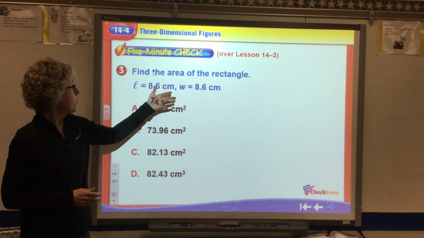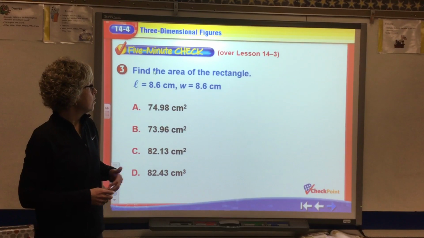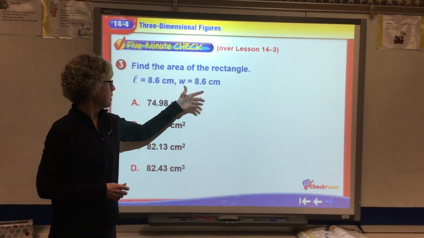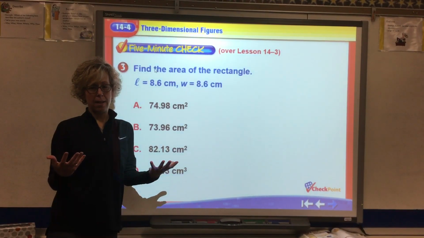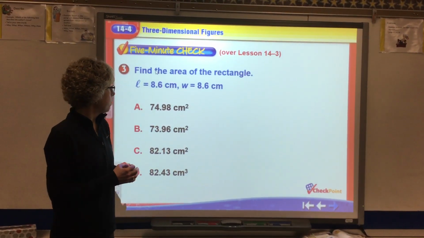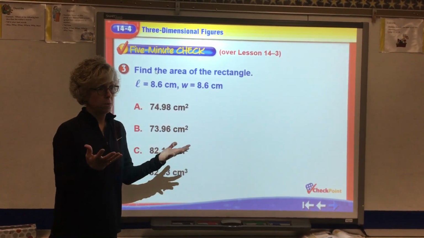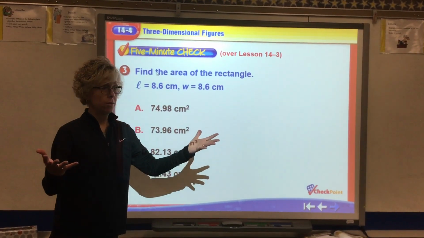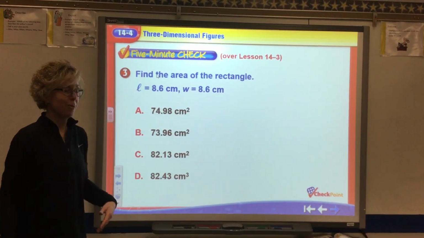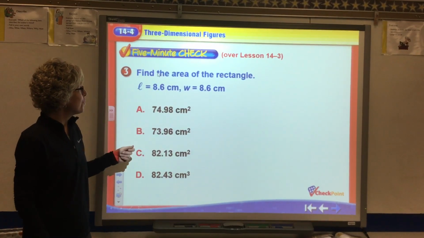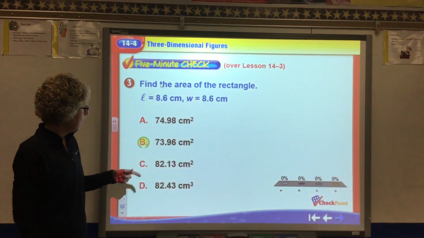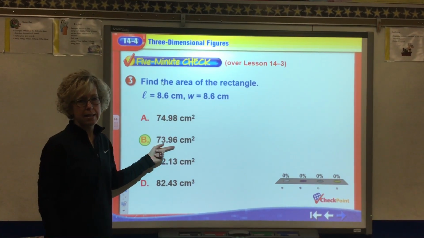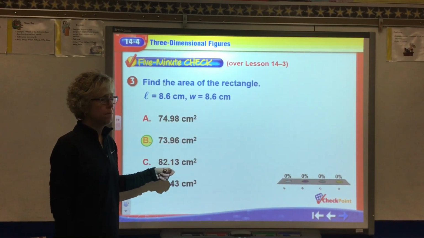Here we have some decimals, a length of 8 and 6/10 centimeters, and a width of 8 and 6/10 centimeters. So what does that tell you about that particular shape? It's probably, or it is a, what, boys and girls? Square. Yes, square. All right, so you would take those two decimal numbers and multiply them together, and you'd get 73 and 96 hundredths centimeters squared.